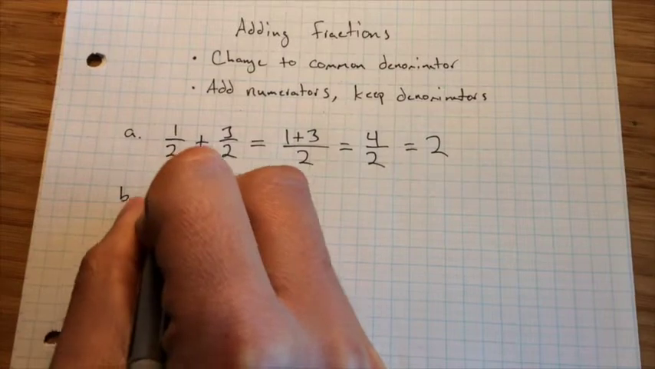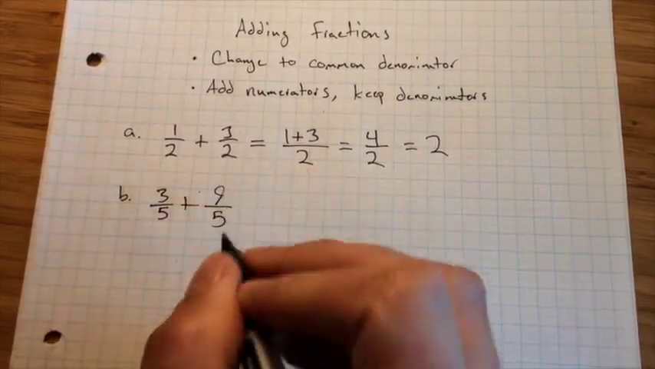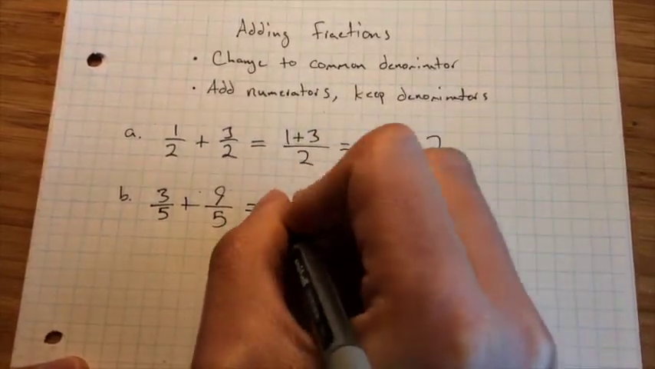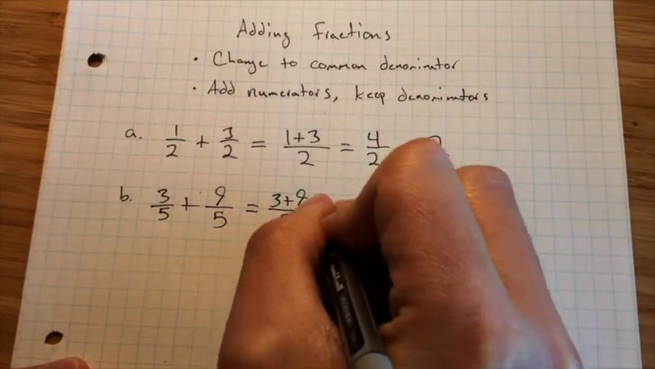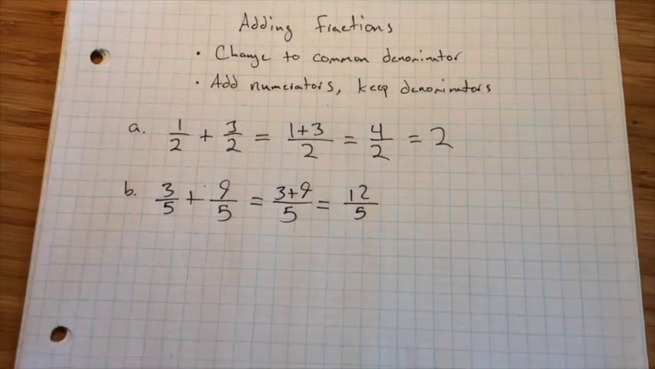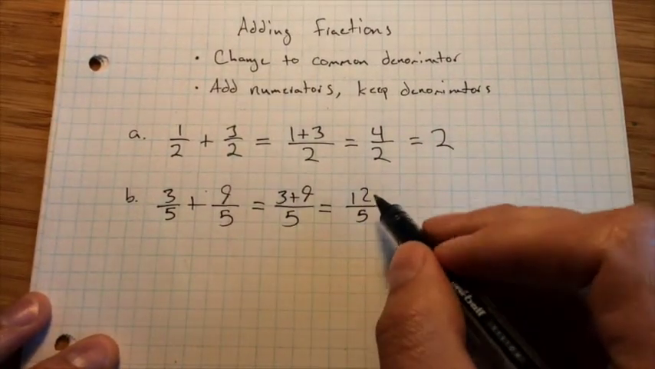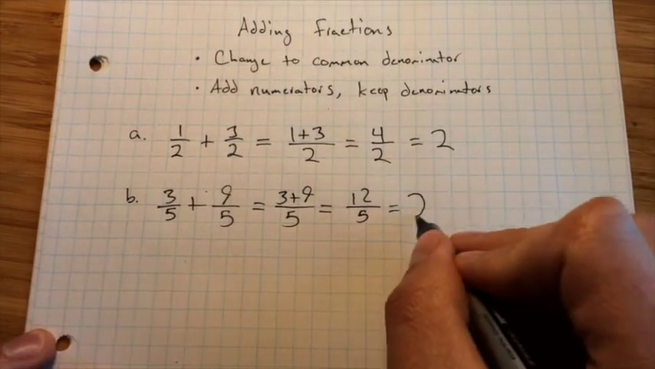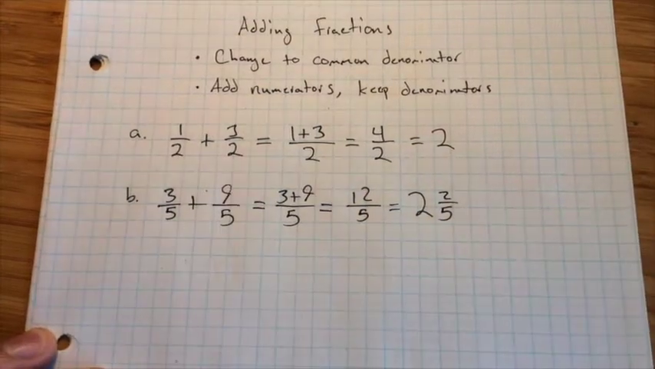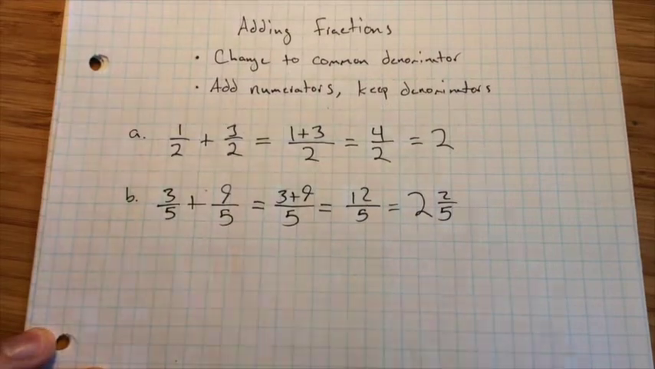If we had a common denominator already, like 3/5 plus 9/5, again, the denominator is already fifths, so my answer is going to be fifths. For my numerator, I'm going to add 3 and 9, and that's going to give me 12/5. In this case, we might as well change it to a mixed number. So 5 goes into 12 2 whole times, and then with 2 left over, so those 2 are 2/5 that are left over. We had 12/5. 10 of them made the 2 wholes, and then the other 2 made 2/5.